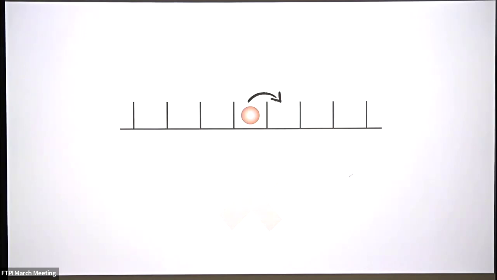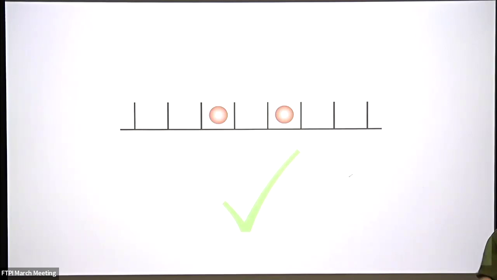Nevertheless, collective motion is still possible in these systems. So if I have two particles, say, on the same site, they can still do some amount of motion. In particular, they can do something like this. They can push off of each other and move in opposite directions. So some collective motion is still possible.